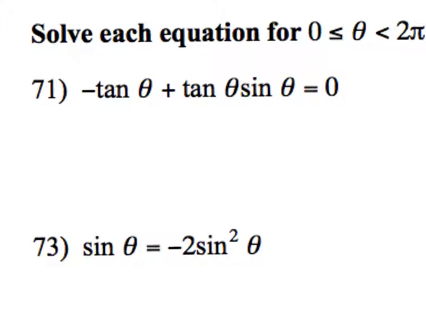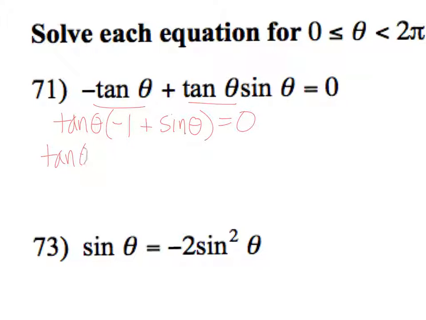Here we've got to do some factoring before we can solve an equation. I'm going to factor out a tangent theta from both of these. So if I take a tangent theta out of negative tangent theta, I've got negative 1. If I take a tangent theta out of tangent theta sine theta, I've got sine theta. That's equal to 0. That means that tangent theta is equal to 0. That happens when theta is equal to 0 and theta is equal to pi.